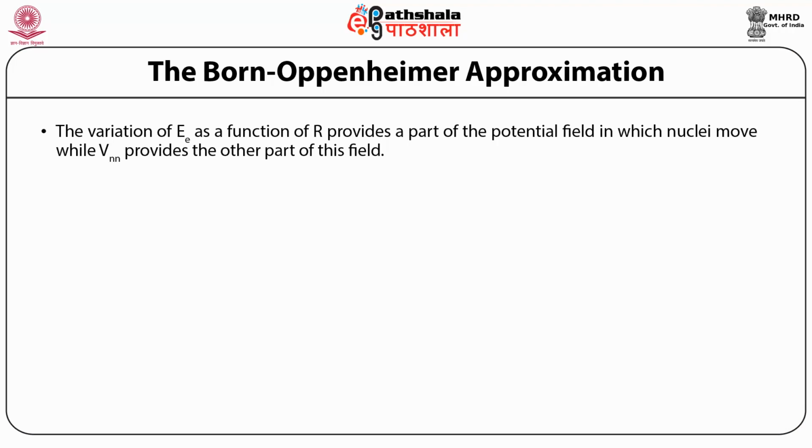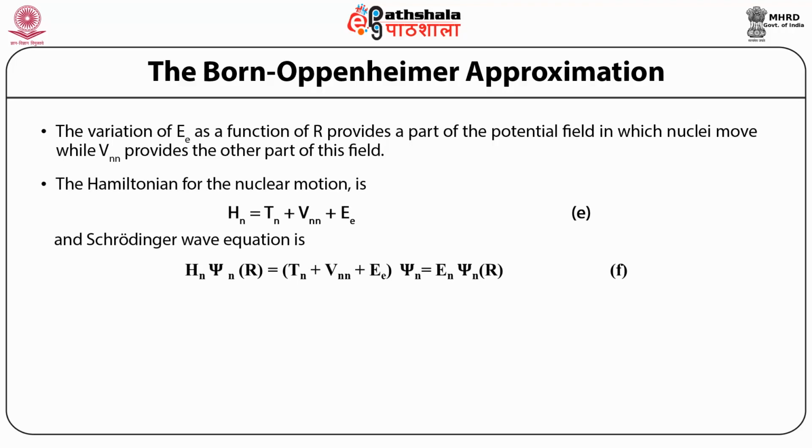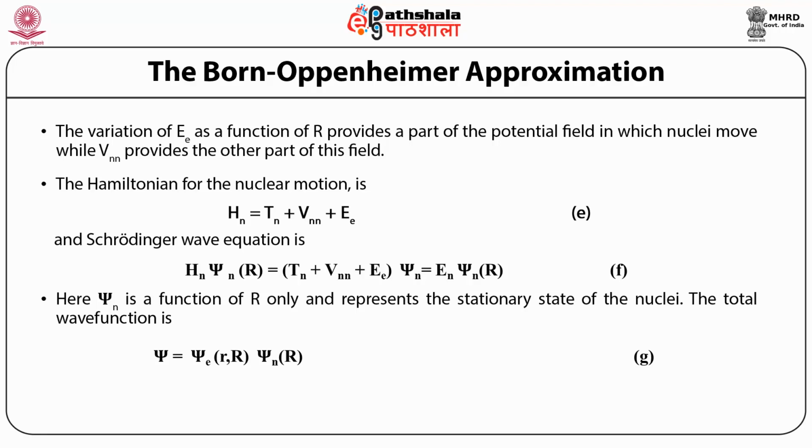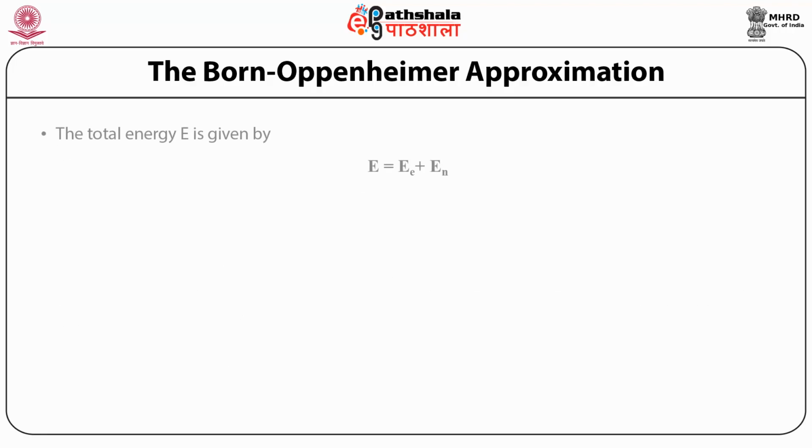The variation of E as a function of R provides a part of the potential field in which nuclei move, while Vnn provides the other part of this field. The Hamiltonian for the nuclear motion is Hn is equal to Tn plus Vnn plus Ee, and the Schrodinger wave equation is Hn psi_n(R) is equal to (Tn plus Vnn plus Ee) psi_n is equal to En psi_n(R). Here psi_n is a function of R only and represents the stationary state of the nuclei. The total wave function is psi is equal to psi_e(r, R) psi_n(R). The total energy E is given by E is equal to Ee plus En.